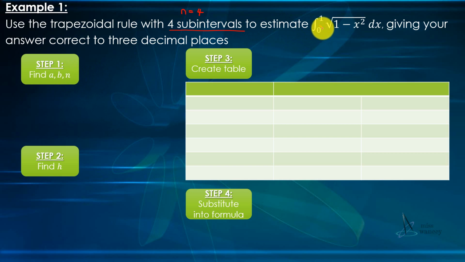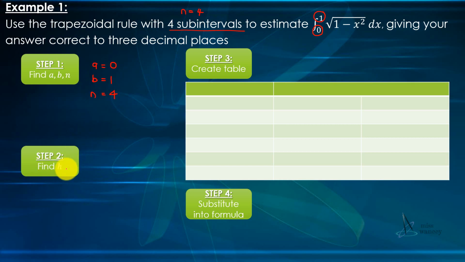So a is the lower limit, 0. So a is equal to 0. B is the upper limit, which is 1. So b is equal to 1. N is the number of subintervals. So the number is 4. So we have a, b, and n.